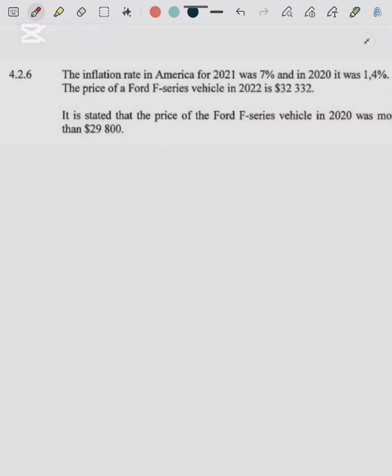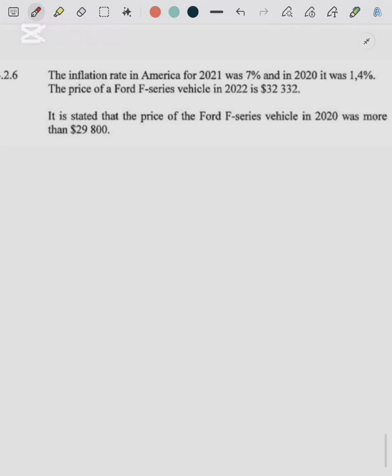Our next question, 4.2.6: the inflation rate in America for 2021 was 7%. In 2020, it was 1.4%. The price of the Ford F-Series in 2022 was 32,332. It is stated that the price of the Ford F-Series in 2020 was more than 29,800. So this is working backwards. It's quite a complicated working backwards question. Remember, we have the answer, and we now need to work backwards.